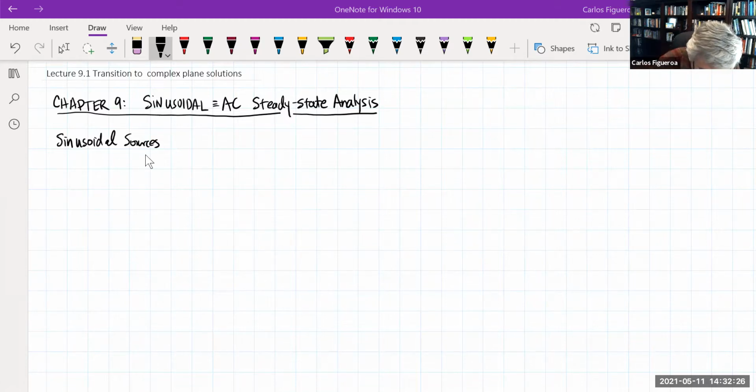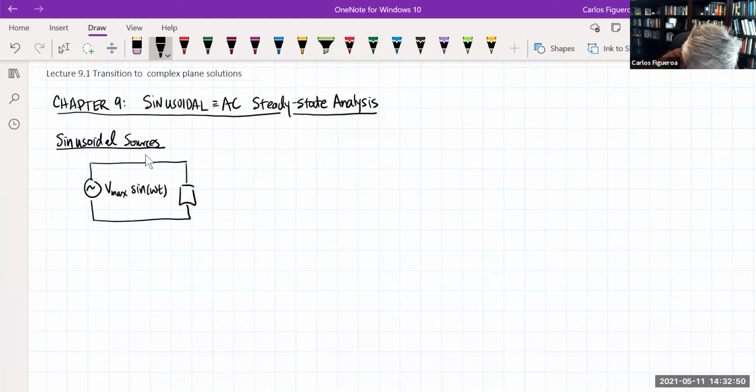So if I have a source, you could imagine that if I have some circuit that's AC, that means that the voltage source here is going to have some maximum amplitude. And let's say that it's cosine omega t. It could be cosine. And then I have some circuit here.